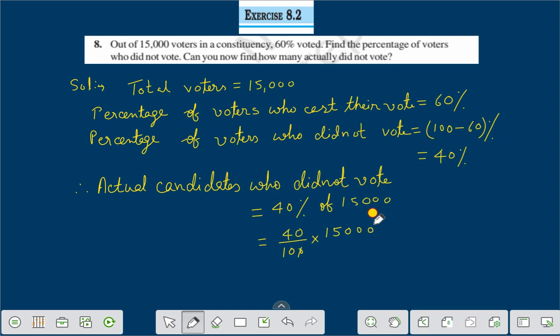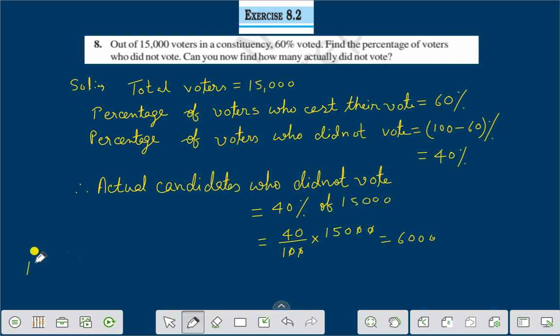This 0 and this 0 will cut, this 0 will cut, and it becomes 15 times 40, which is 6,000. Therefore, actual candidates who did not vote is 6,000. Right? This is the answer. Therefore, 6,000 candidates did not vote.